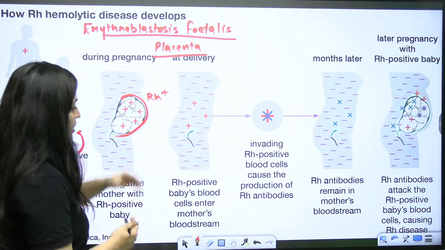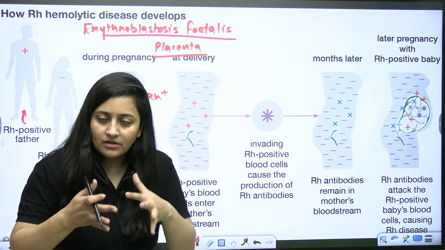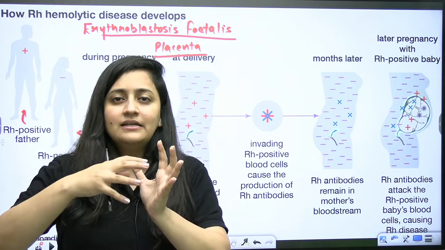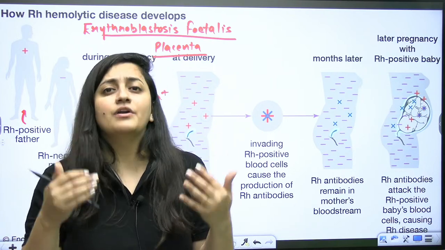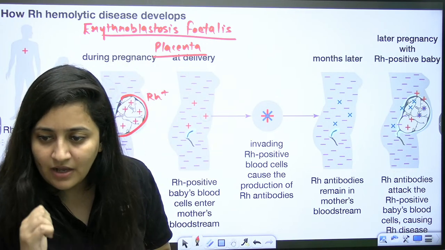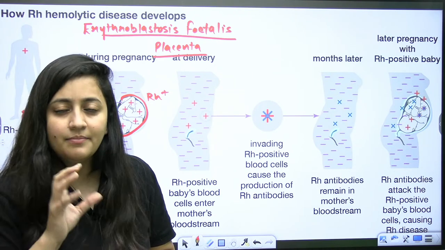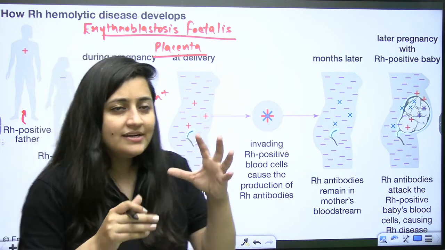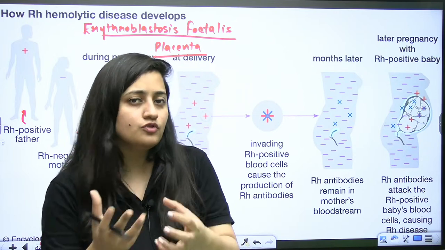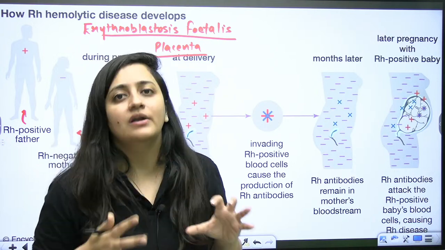First thing. Now, during the first pregnancy, when there is childbirth, what is going to happen? During childbirth, during parturition, the placental connection is there definitely. The uterus will start vigorous contractions, so ultimately the baby will come out from the birth canal. During that time, because some blood vessels will also rupture, the mother's blood and the baby's blood will come in contact.